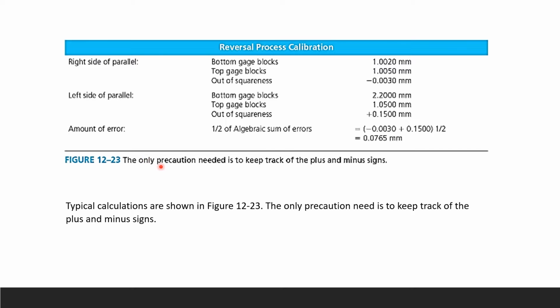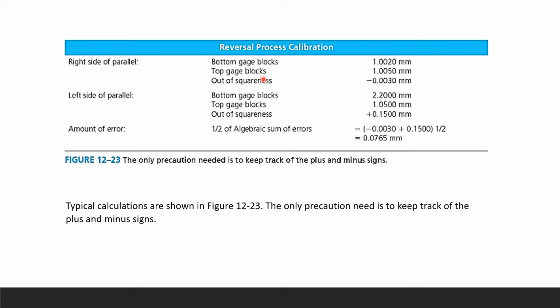All you have to know is to be cautious to keep track of your plus and your minus signs for your errors. The typical calculations are shown in figure 12-23 right here. Okay. When you take a look at it, the amount of error is half of the sum of your errors. That's because you have your right side parallel and then your left side parallel in your previous diagram, how we put the parallel next to the square on the left side and on the right side. So that's what we're talking about.